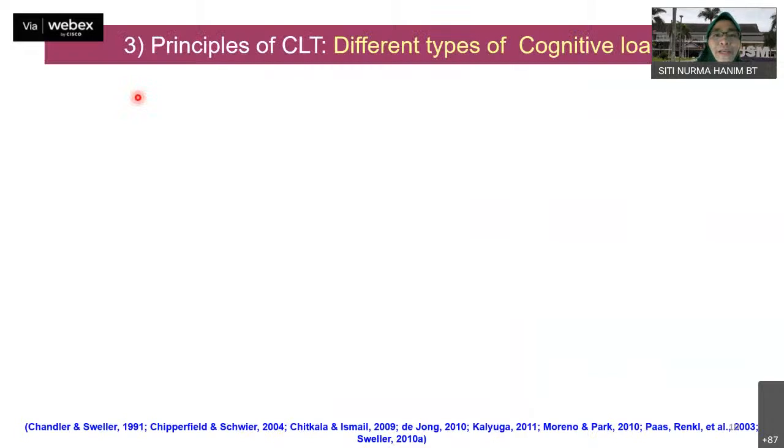All right. Okay. Any questions so far? That is, I would say, a very difficult concept of the human brain. But do you have any questions before we proceed to the different types of cognitive load? Anyone would like to ask? Because I cannot see the chat box.